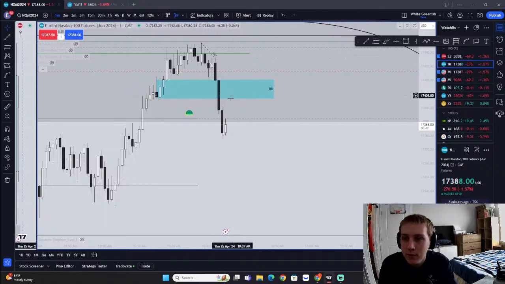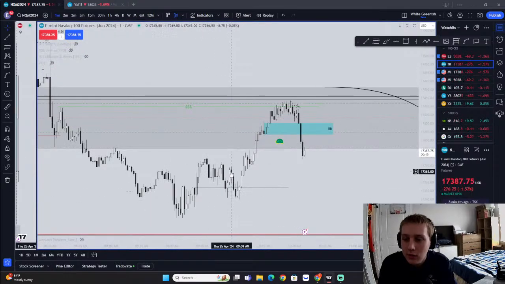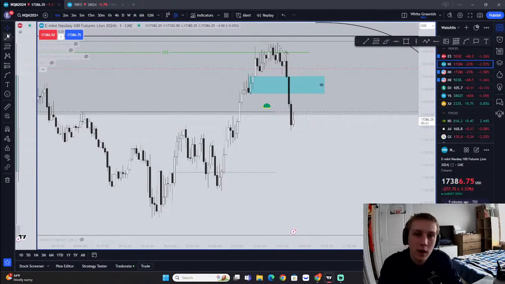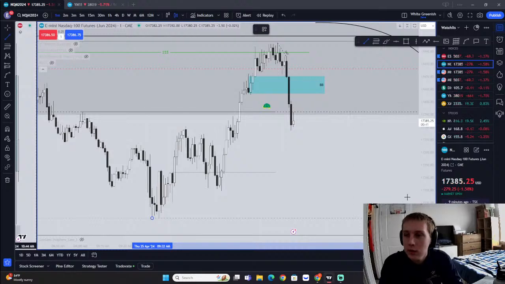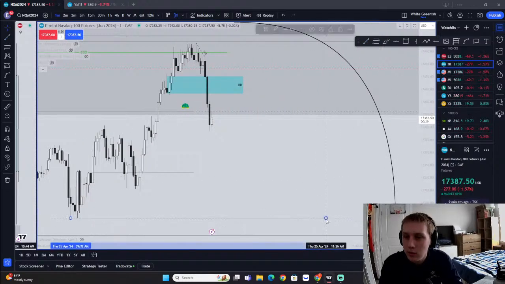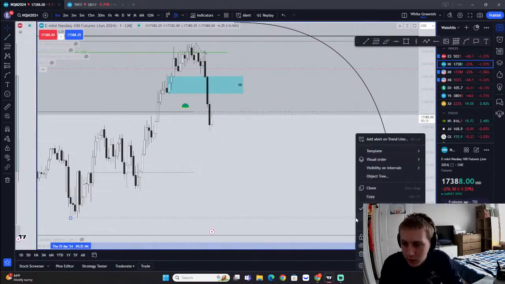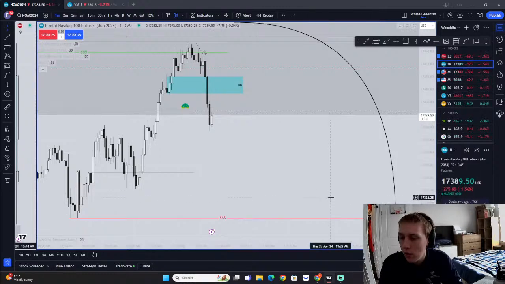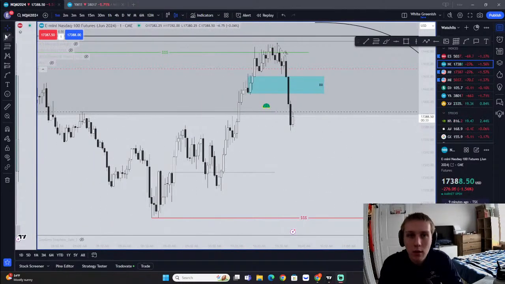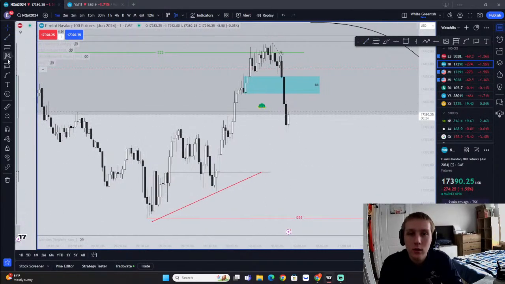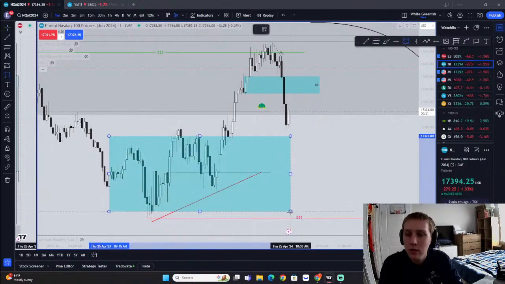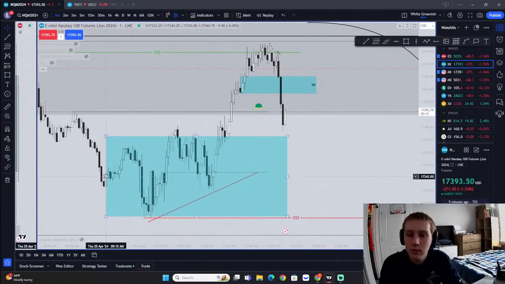All right. Displacement lower, SMT here. This just looks very, this looks very clear. Obviously, don't need to be engaged on the lower risk entry. Trendline liquidity. Trendline liquidity as well. Original consolidation.